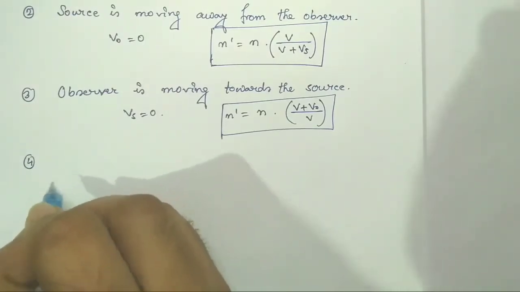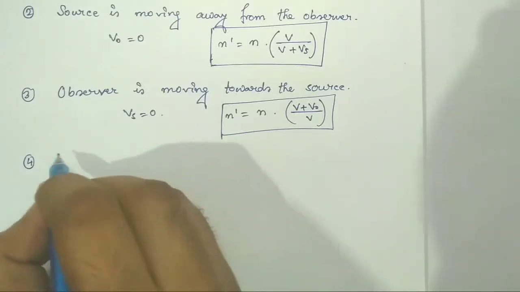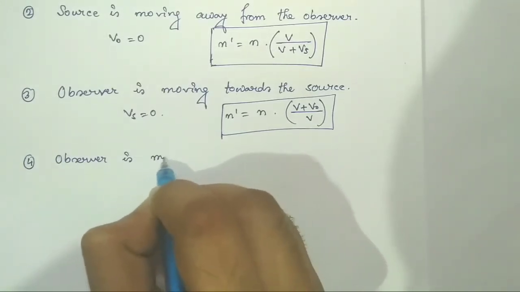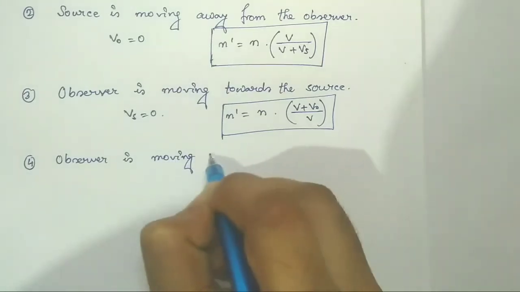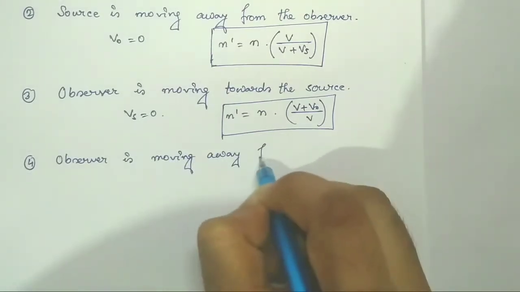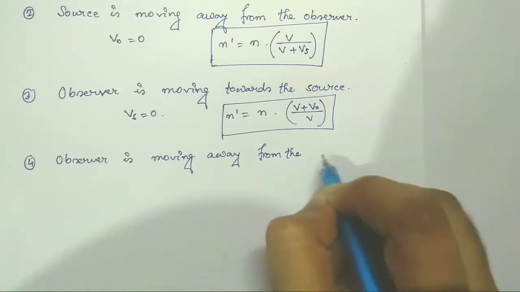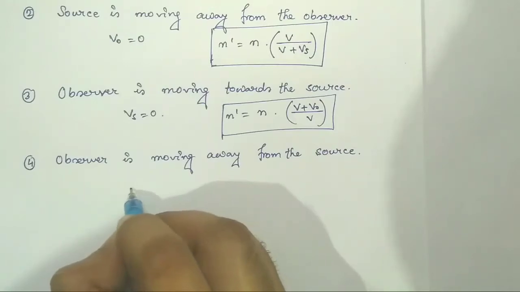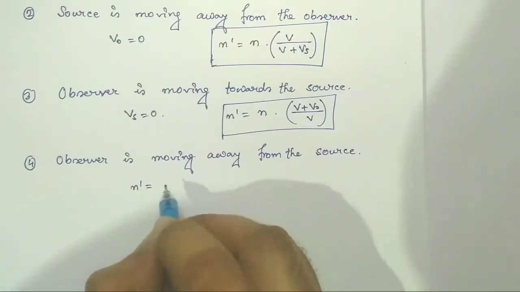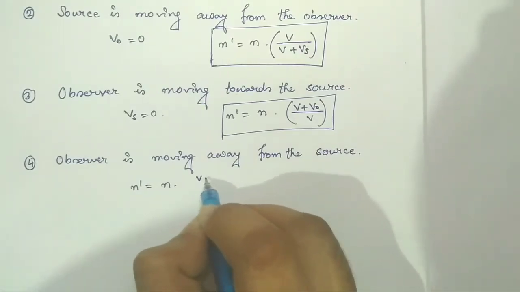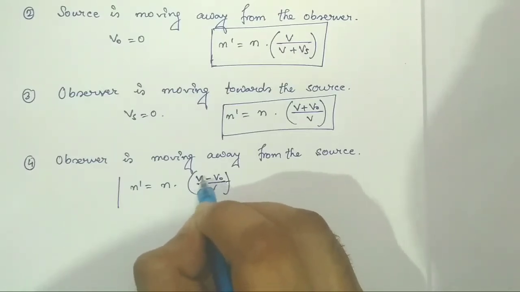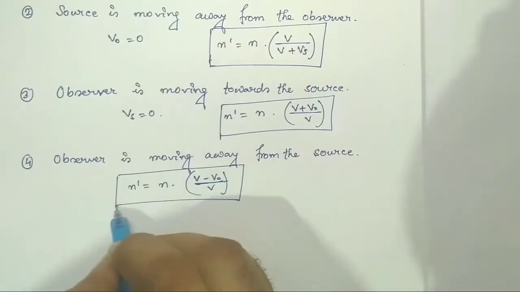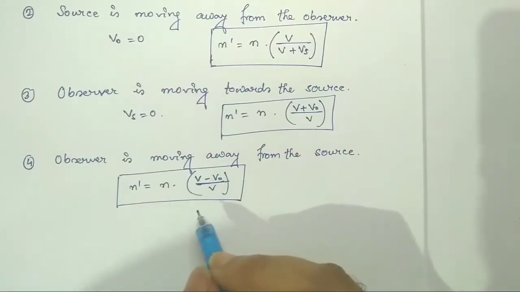Fourth case, the observer is moving away from the source. In that case, n prime equal to n into (V minus V0), since we will consider the upper sign, divided by V. n prime equal to n into (V minus V0) by V.